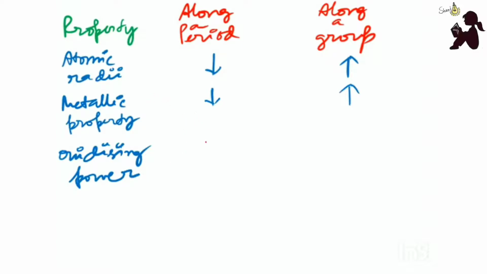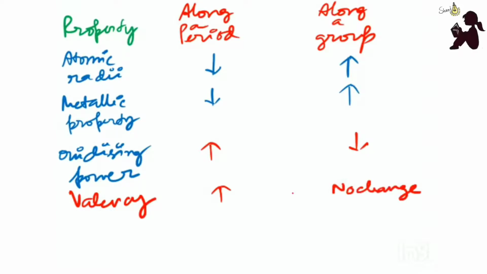So oxidizing power will increase along a period and decrease along a group. So next is our valency. Now here valency increases along a period, but in a particular group they never change. Valency will be the same for a particular group.